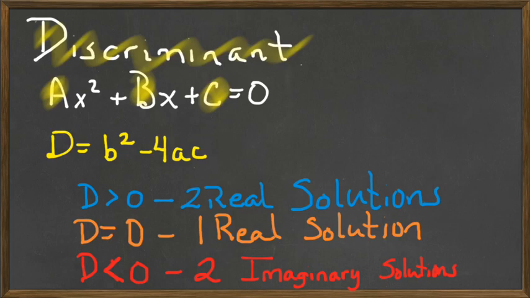Be careful in your calculator with this, that you put whatever you're putting in for B squared in parentheses, because the calculator does not pick up that negative sign unless you tell it to. So if the number you find is positive, there are two real solutions. If it's 0, there's one real solution. And if it's negative, there are two imaginary solutions or two complex solutions. Those are the same. They are meaning the same thing.